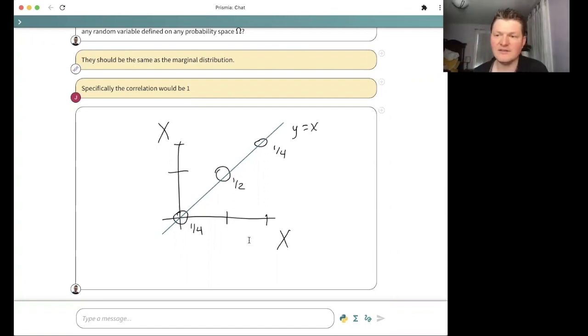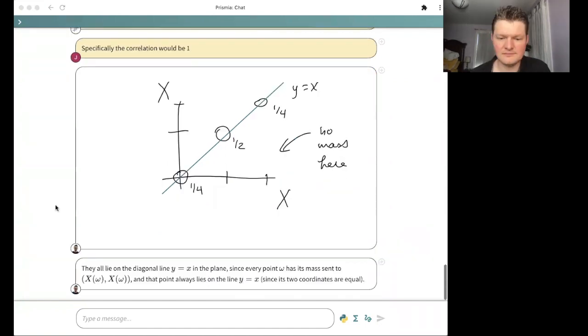And otherwise you can't say anything. The masses could be anywhere along that line. They just total up to 1. But what you know for sure is that you don't have any masses off that line. Here's just a message saying the same thing: all the probability masses lie along the diagonal line Y equals X.